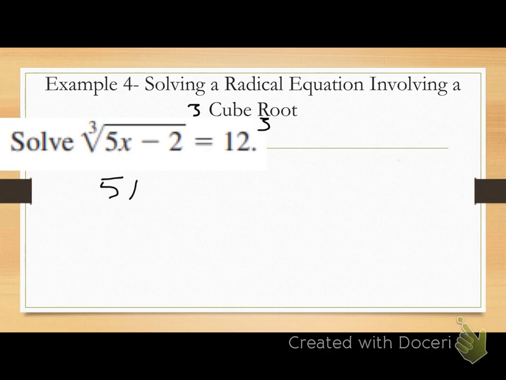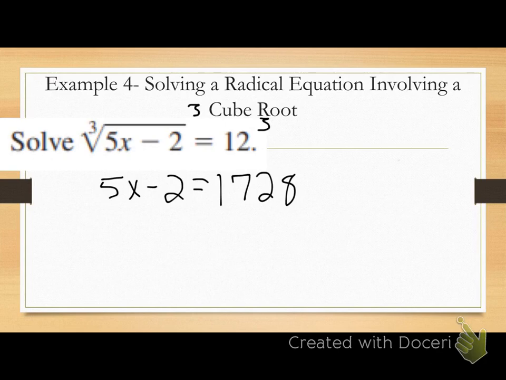So I get 5x minus 2 on the left-hand side. 12 to the third power will give me 1,728. If I had a fourth root, what would I do to both sides? Do the fourth power on both sides. If I had the fifth root, I'd take both sides to the fifth power. Everyone understand that concept?